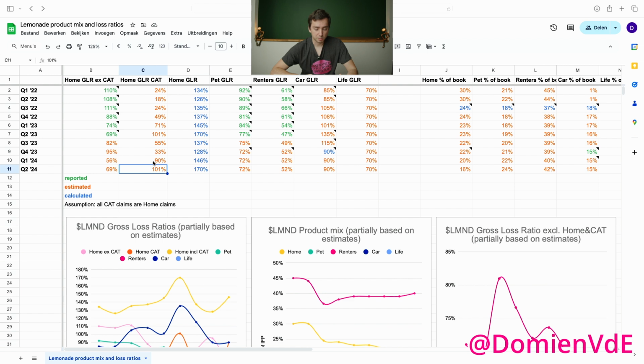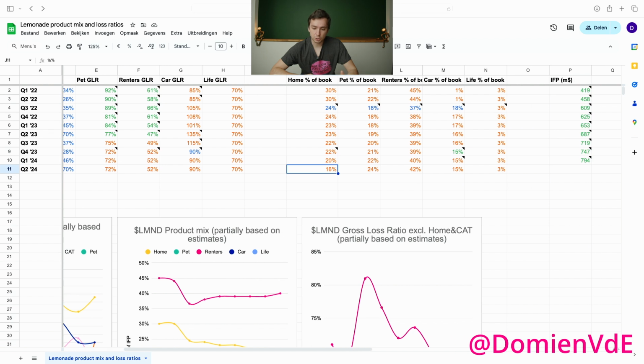Now, there have been more basically catastrophic events this quarter, in Q2, compared to a year ago, but there have also been rate hikes, so that should lower the loss ratio. And then, of course, we also have the declining percentage of the book of business, right? I think by now homeowners is probably around 16% of their book of business. And as you can see, I dropped it rapidly here.